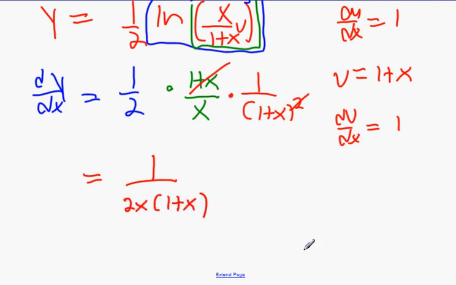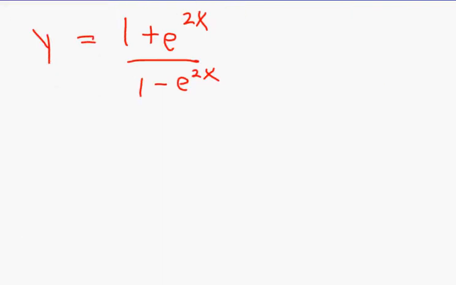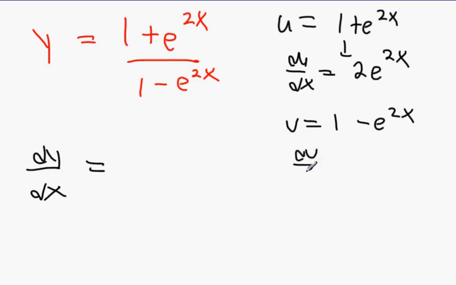If I gave you one like this, and what I want you to do is get dy dx, no specific form at the moment, okay? Then divide it as what type of rule? Quotient. What's the du dx? 0 plus 2 e to the 2x. v is 1 minus e to the 2x. What's the dv dx? Minus 2 e to the 2x. Perfect. Well done. That's good. Good work there. Quotient rule.